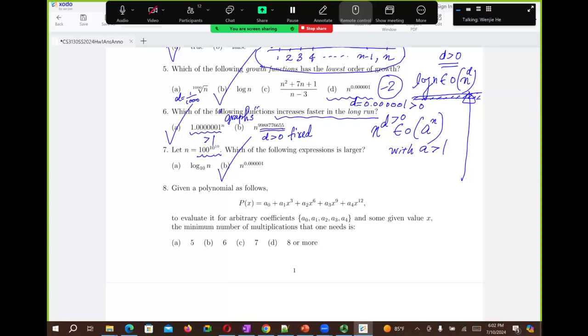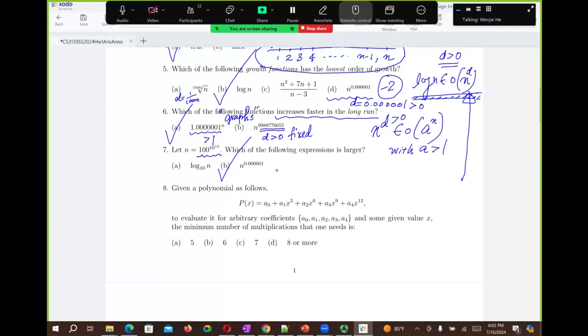Because for the previous result we looked at n being extremely large, so it's not a fixed point. To answer this question correctly, you need to plug in this n number and calculate it, then do the comparison. That's the right way. All right, so let me do the calculation.